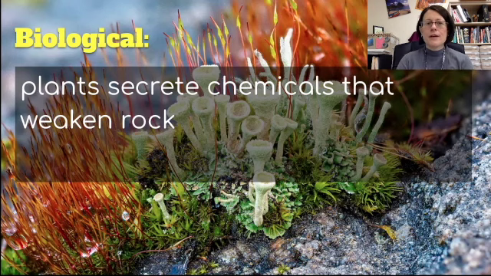And finally, there are biological processes that can cause chemical weathering. Plants actually secrete chemicals that weaken rock. In particular, they produce acids. So especially I have lichen and moss in the background here. Soil that contains moss tends to be very acidic because of this, because they produce the acids, and so those acids will break the rock down.